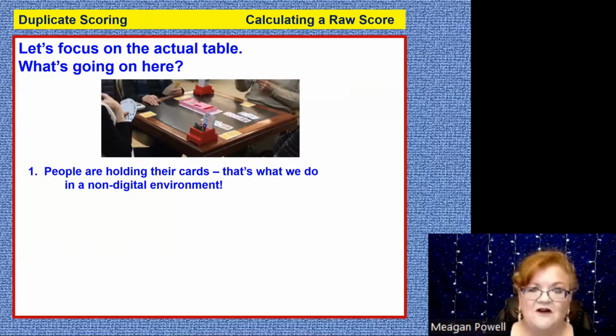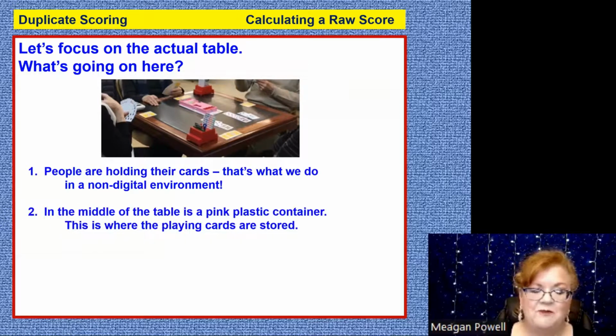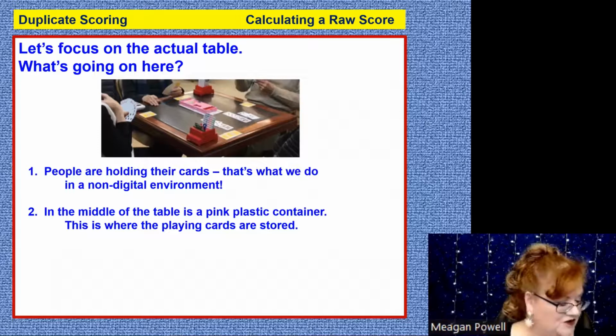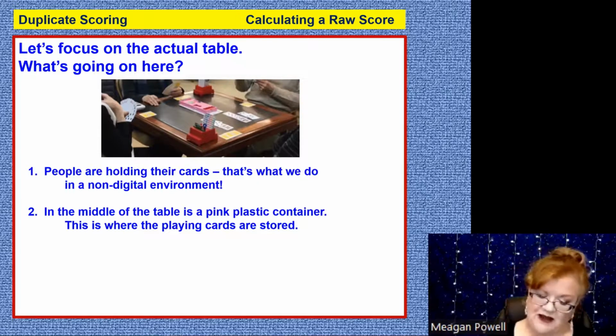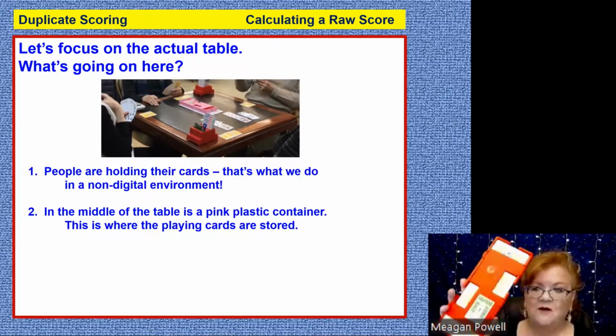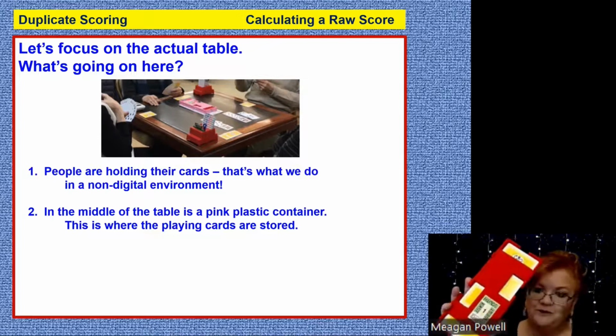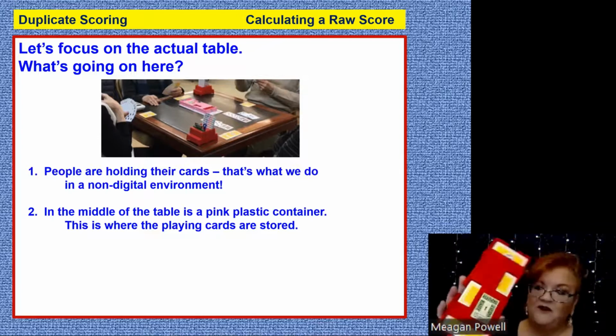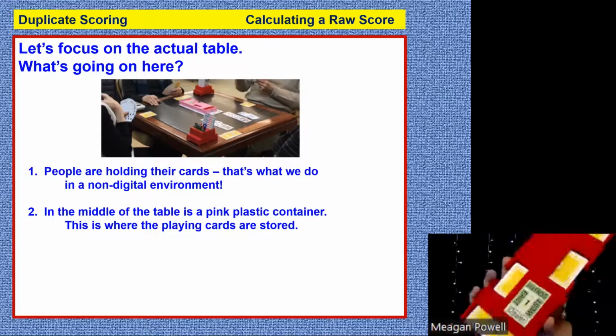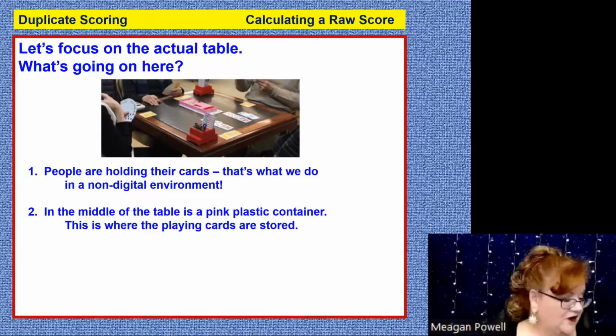In the middle of this table in the picture is a pink plastic container. We call that a board, and it's where the playing cards are stored. I don't know if you can see my little picture on your screen, but I'm holding up one of those boards here. The one on the table is pink. The one I'm holding is red. They come in all different colors.